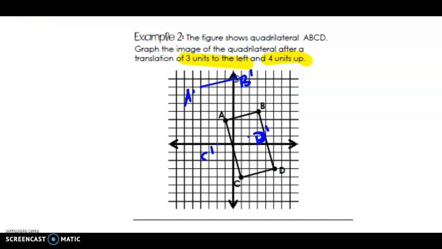All right, so this is my quadrilateral. I'm now connecting the dots. You can see that the quadrilateral looks exactly the same orientation. It didn't flip or turn, and it is just a simple slide. All right, so easy breezy. I think, hopefully.